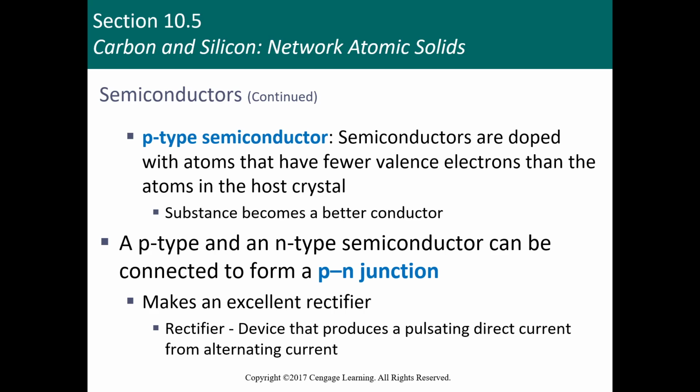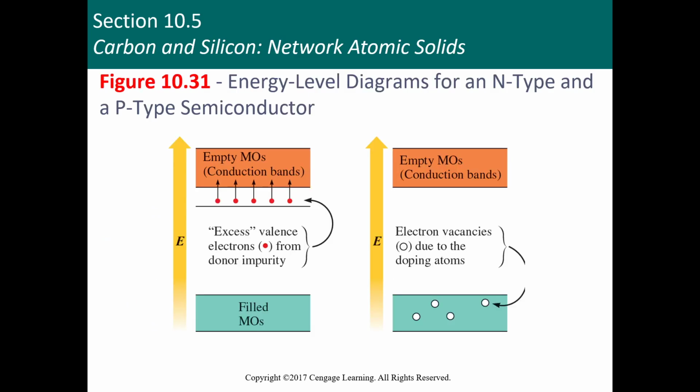Okay, so the p-n type junction, this is going to make an excellent rectifier. A rectifier is going to be a device that produces a pulsating direct current from an alternating current. So this is one application you can use of these. And so here we have our energy level diagrams for an N and P type conductor, so you can better understand these.